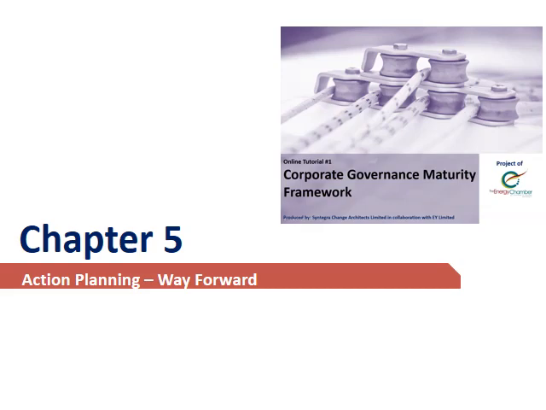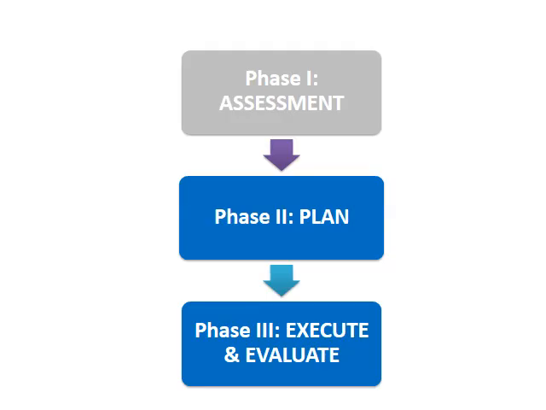Chapter 5. Once Phase 1 is completed and your organization has determined the current level of corporate governance, you can now proceed to Phase 2, Planning, and Phase 3, Execute and Evaluation, as you endeavor to move your company towards best practice in corporate governance.